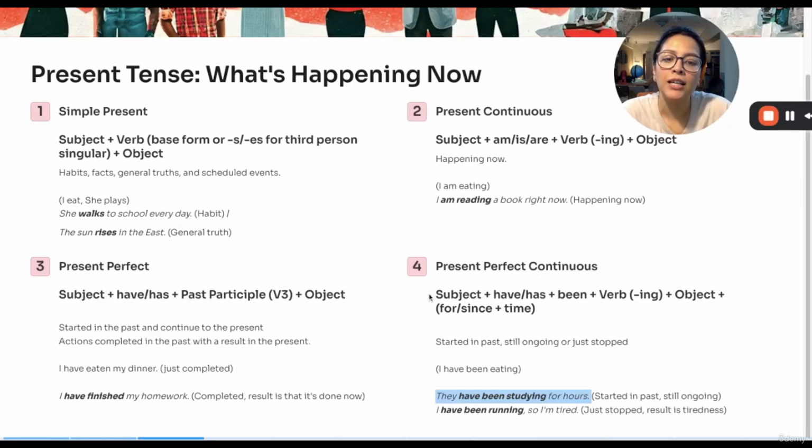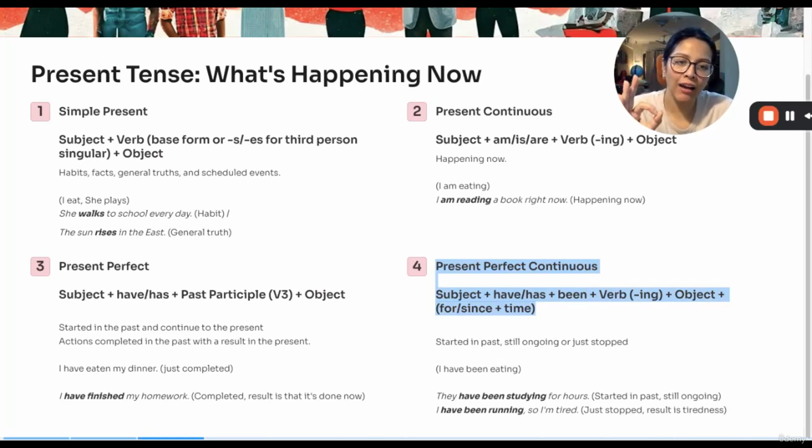What is the structure? What would be the formula for this? Subject plus have or has, depending on your subject, plus been, very important, plus verb plus ing. I have been, put the verb and ing. I have been studying. I have been reading. I have been painting. All of this. When you want to talk about something which started in the past but is still continuing into your present, that's when you use present perfect continuous.